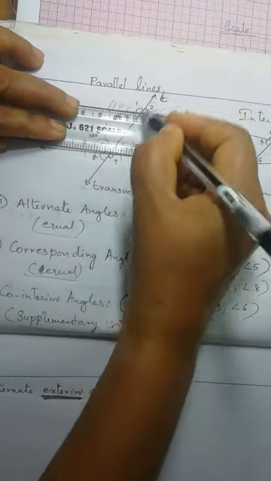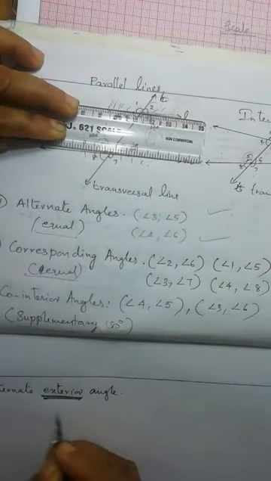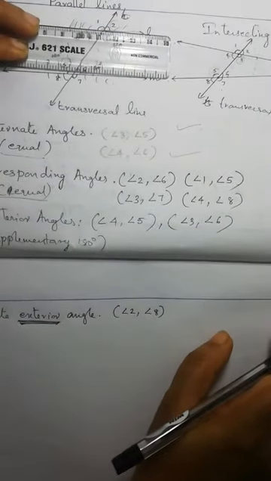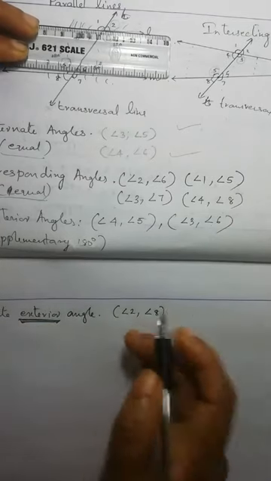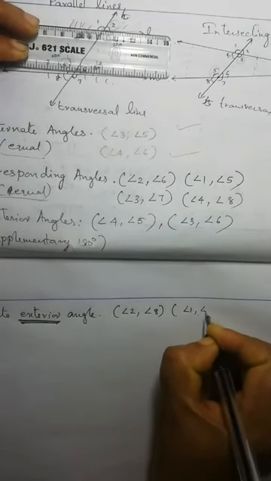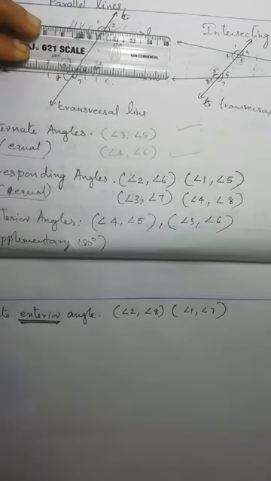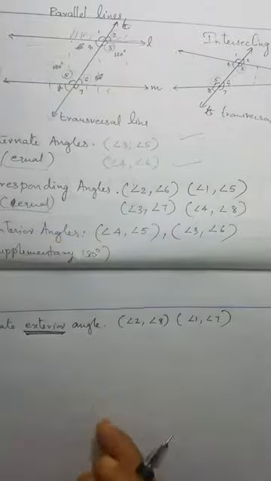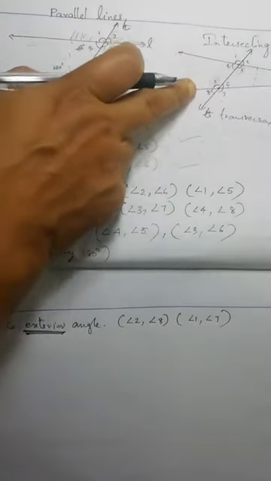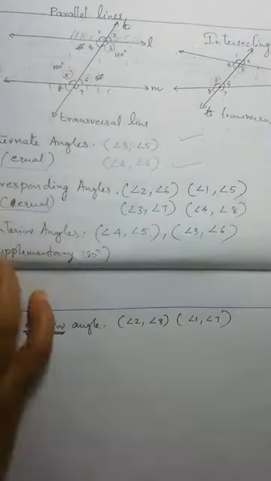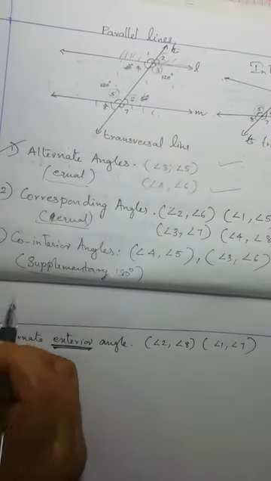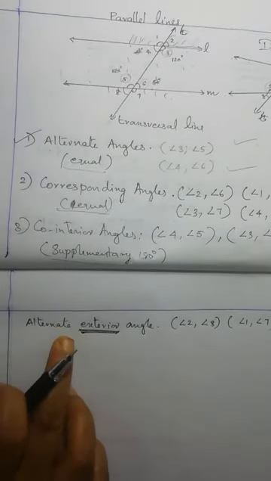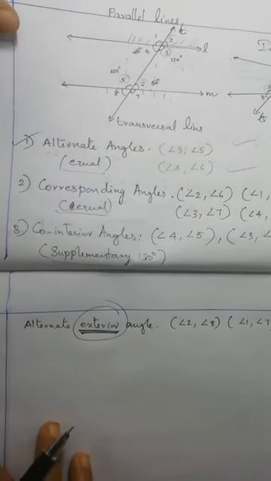This is the transversal. Angle 2 and angle 8 are the alternate exterior angles. This is not that much important. Angle 1 and angle 7 are the alternate exterior angles. Okay. Here also alternate exterior angles are there: angle 2 and angle 8, angle 1 and angle 7. If they are simply asking for alternate angles, you have to write alternate interior angles. Okay. If exterior angles, they will specify the exterior part.